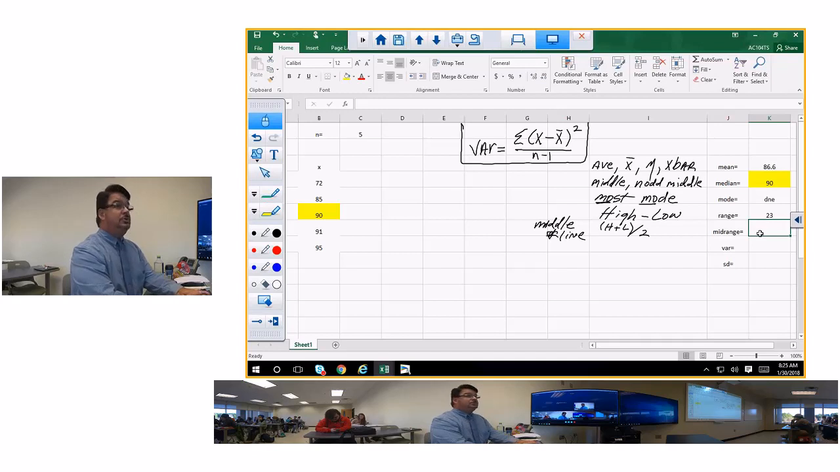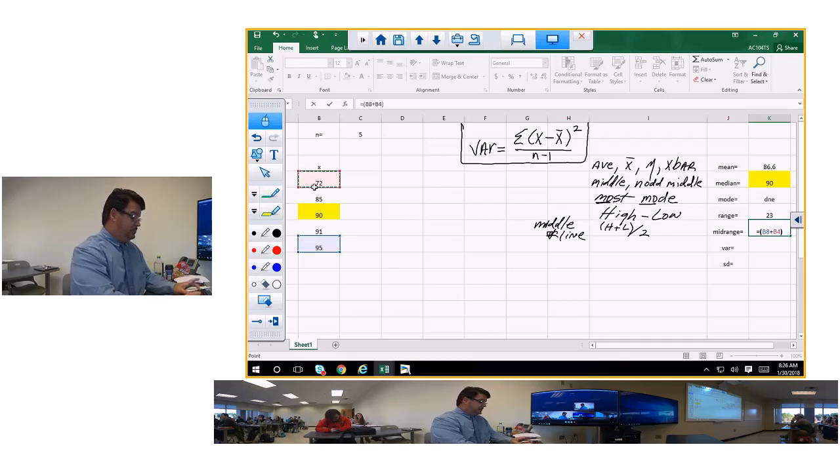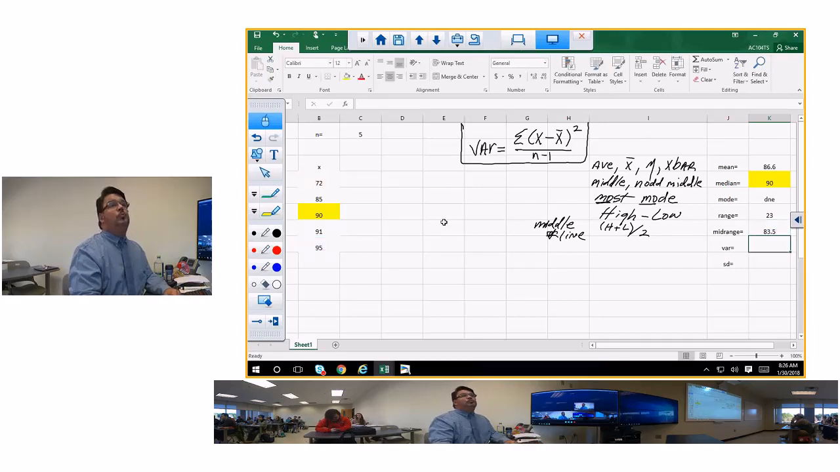Mid-range is equal to, parentheses, your highest plus your lowest divided by 2. Variance. Well, we're going to talk about that in just a minute.